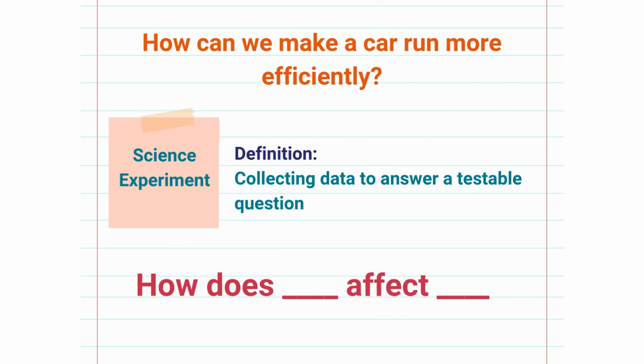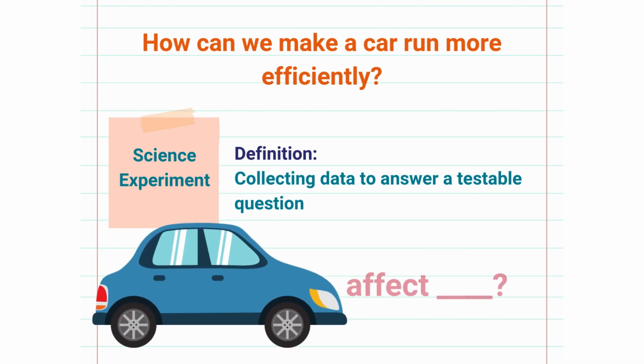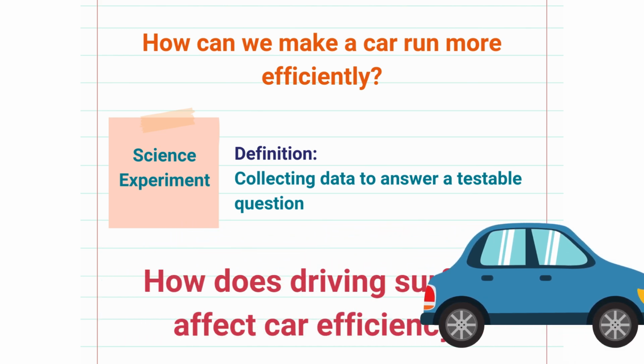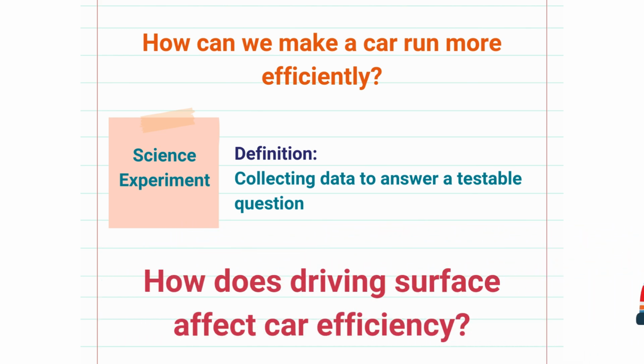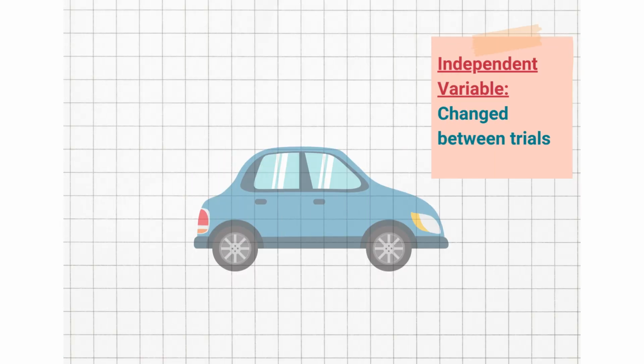How does blank affect blank? Let's turn our example into a testable question. We will reformat our question to, how does a driving surface affect car efficiency? Now that we have a testable question, we need to develop a test where we can control variables to see the results. The independent variable is the thing that we will change between our trials.